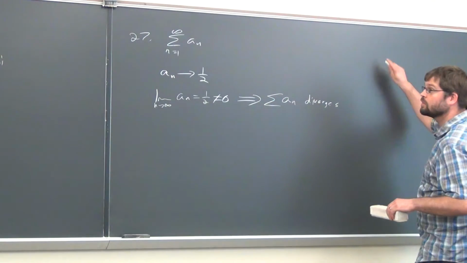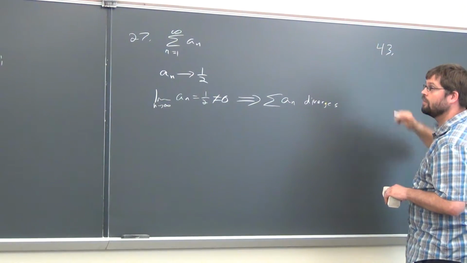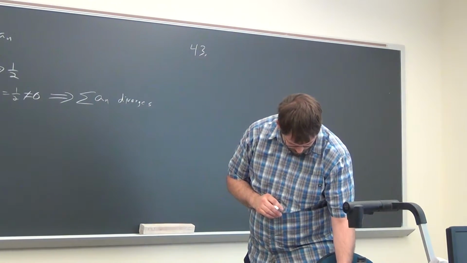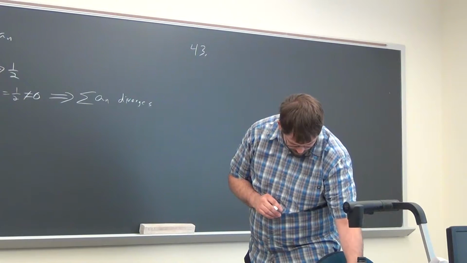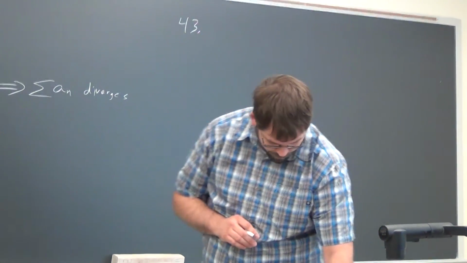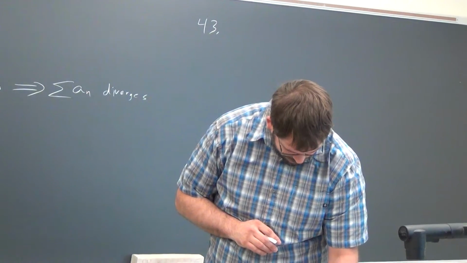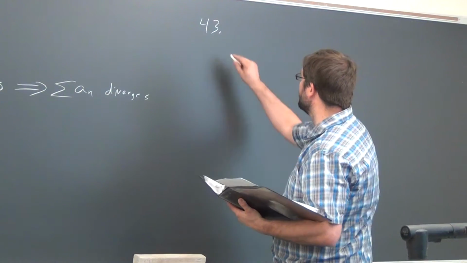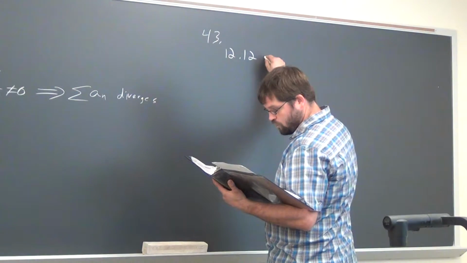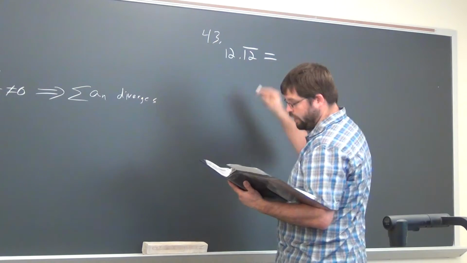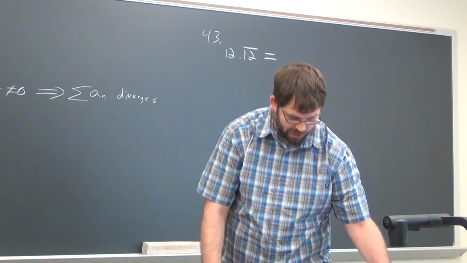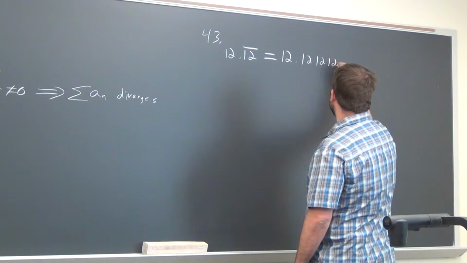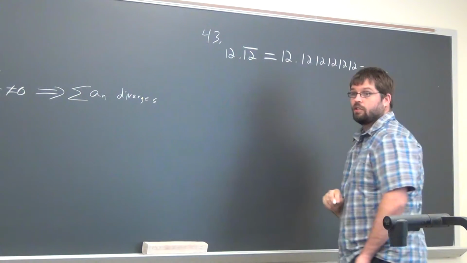Let's squeeze in this last one here, 43. Okay, so it says convert the repeating decimal to a fraction, and you can do this in multiple ways. I'm going to do it in a different way than the book does, but I think it's okay. So they give you here 12.12 repeating, so this looks like that.